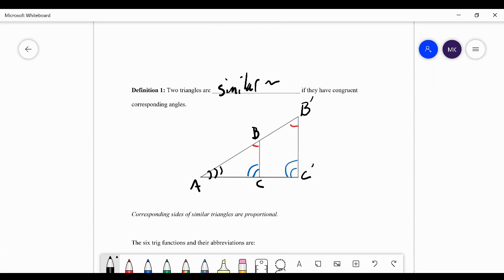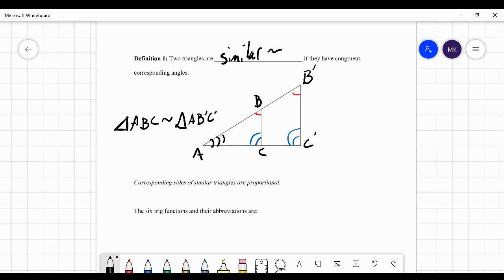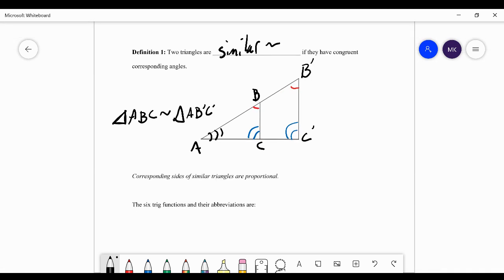And we can say that because of this, we have triangle ABC is similar to triangle AB prime C prime. And so this may be some notation that you see. If you see this, just know that all of the corresponding angles are the same, are equivalent, and side lengths may be different. One thing that's really cool is the corresponding sides of similar triangles are proportional.